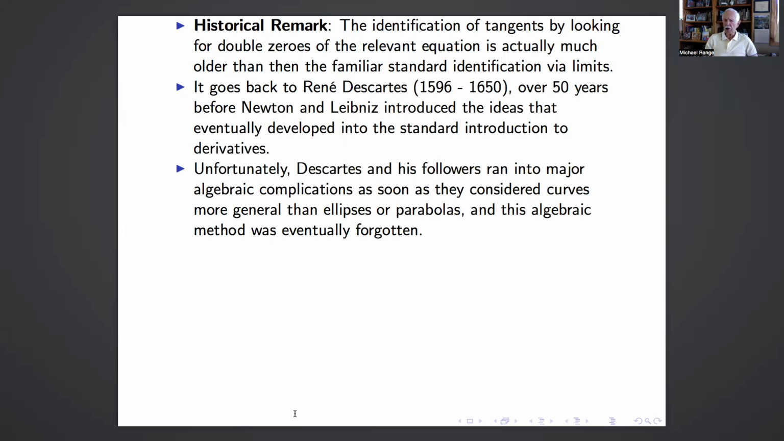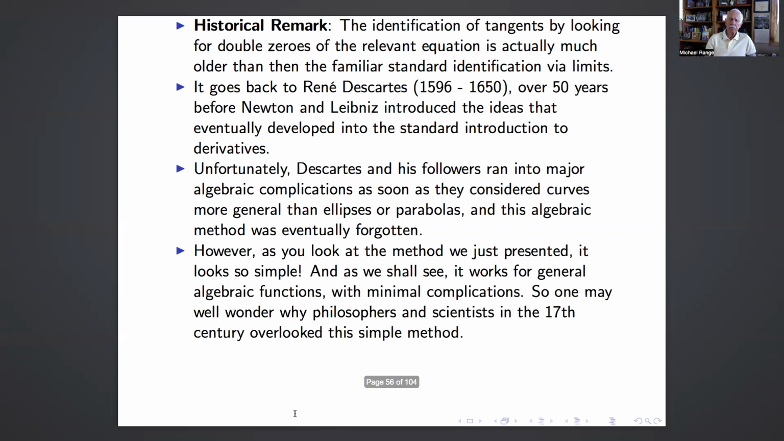Unfortunately, Descartes and his followers ran into major algebraic complications as soon as they considered curves more general than ellipses or parabolas, and this algebraic method was eventually forgotten. However, as you look at the method we just presented, it looks so simple. And as we shall see, it works for general algebraic functions with minimal complications. So one may well wonder why philosophers and scientists in the 17th century overlooked this simple method.